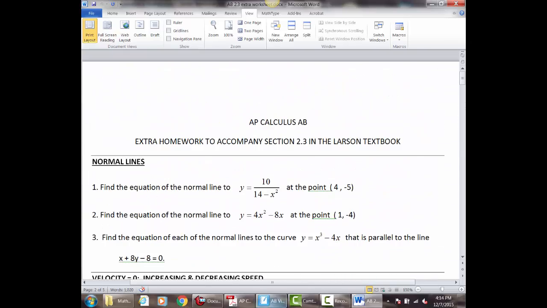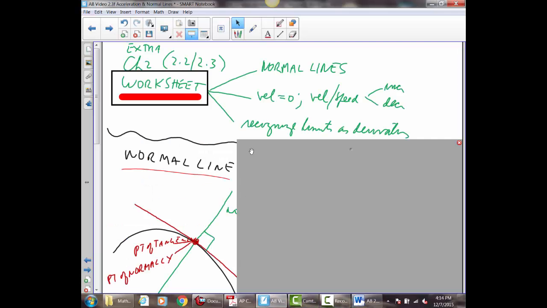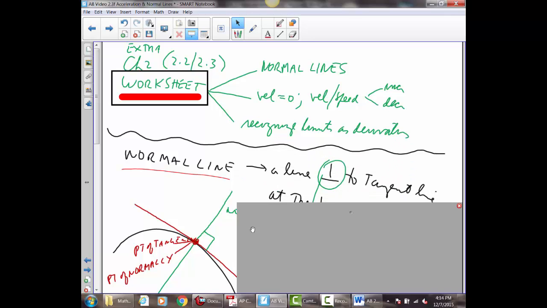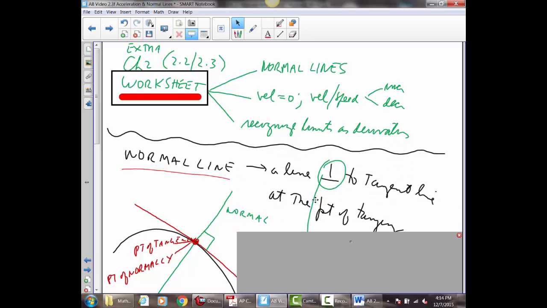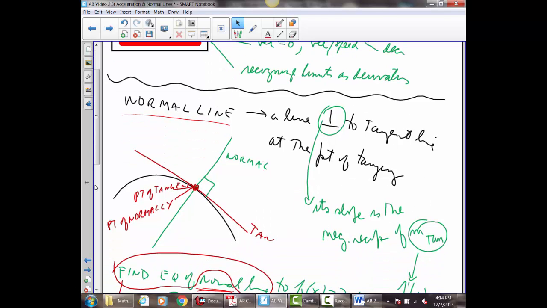So we're going to look at the first one, which is normal lines, and let's go back and learn what those are. So the definition of a normal line is a line that is perpendicular to a tangent line at the point of tangency. So if you have this black curve and you have this red tangent line, and there's the point of tangency, if through that point you were to draw a green line that is perpendicular to that red line, that would be called the normal line. You can therefore call this the point of normalcy, although nobody does.